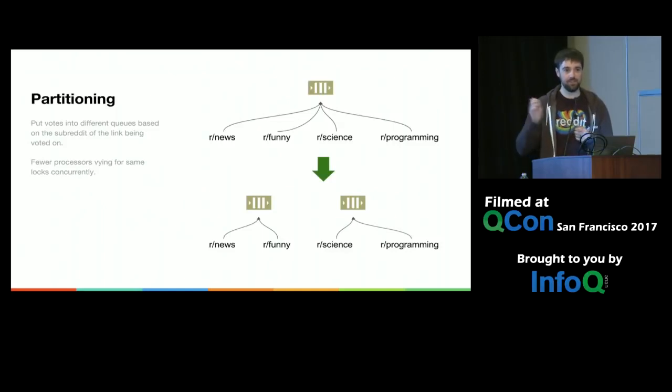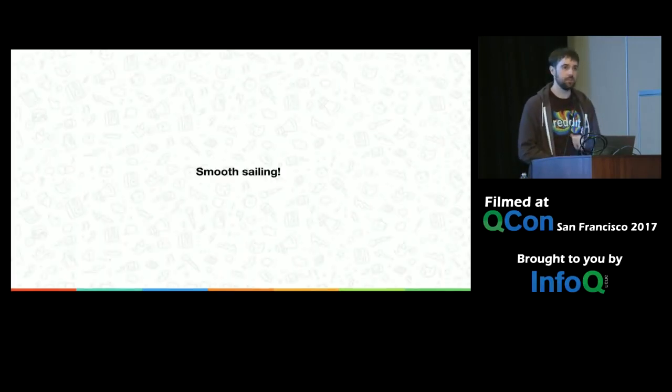Vote 777, go into vote queue 7. And what that did is we had the same total number of processors in the end, but they were all divided up into different partitions, and there were far fewer vying for the same lock at any given time. This worked really well. Smooth sailing forever.